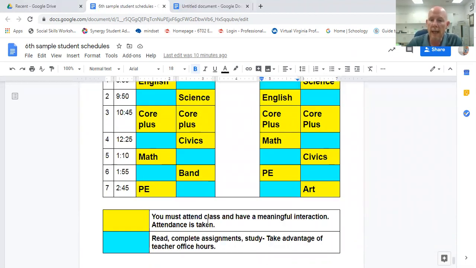Yellow, you must attend class and have a meaningful interaction. We're going to be asking questions. You're going to be responding to our teachers. You're going to be sending in assignments. You're going to be completing things. You're going to be taking quizzes and tests. That's in those yellow periods.